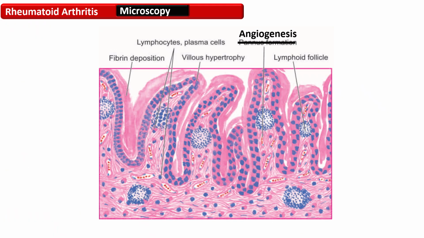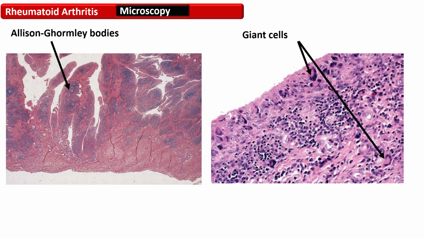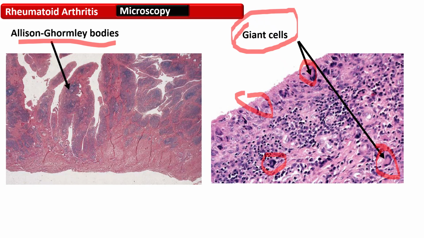This illustration is showing the histopathological changes that are seen in rheumatoid arthritis. There is deposition of lymphocytes and plasma cells, which are forming active lymphoid follicles within these bulbous fronds, and there are also villous hypertrophy and angiogenesis. Another name for these lymphoid follicles is Allison-Gomori bodies, and rheumatoid arthritis also contains giant cells. So presence of giant cells is another histologic characteristic of rheumatoid arthritis.